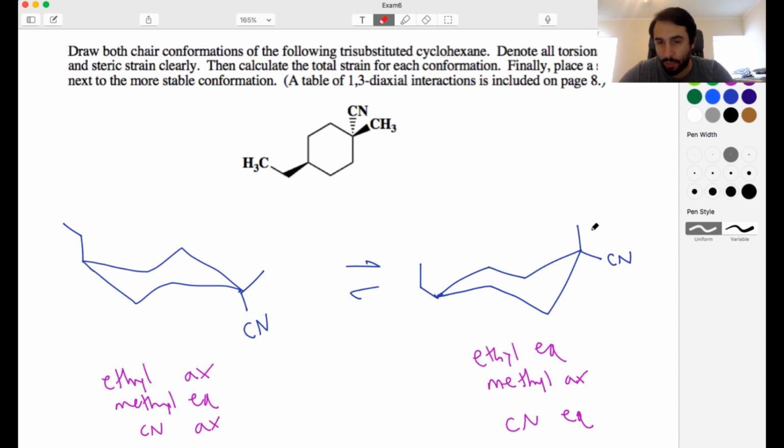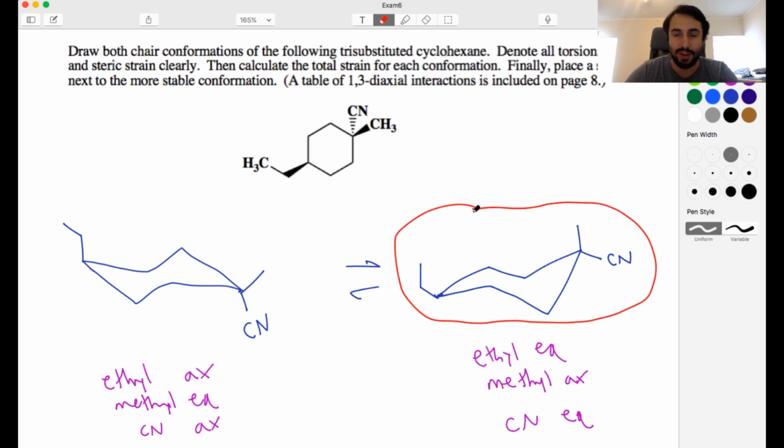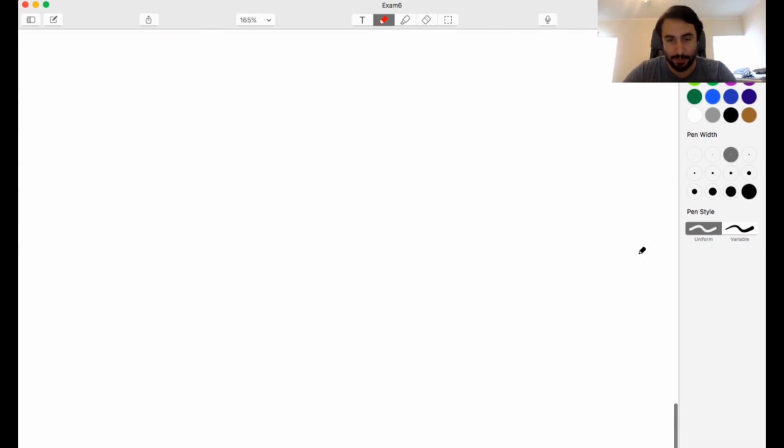Methyl might be a little bit more sterically hindered because of the shape. CN is a little bit more bullet-shaped. It's very linear because of the triple bond. But nevertheless, we do have two equatorial substituents over here and only one axial, as opposed to two axial, one equatorial. So this is almost certainly going to be the more favorable conformation. So that's the more stable chair, and that's it for this one.